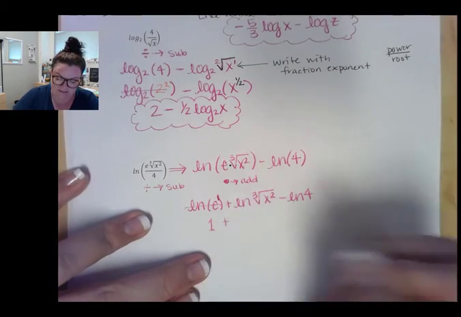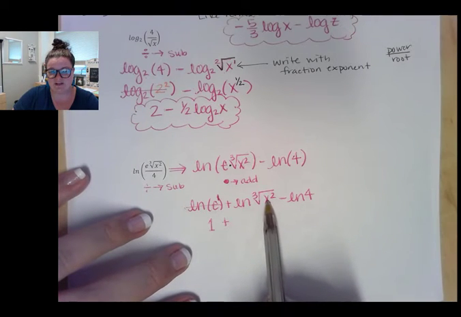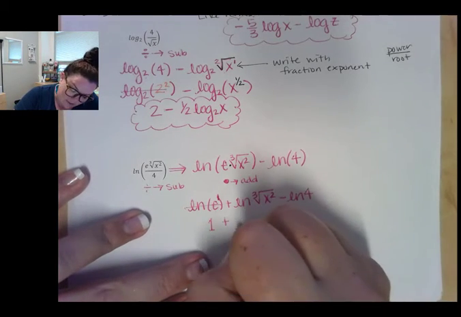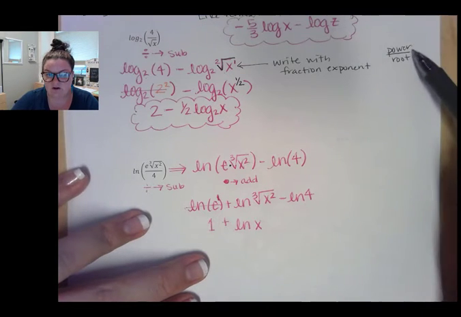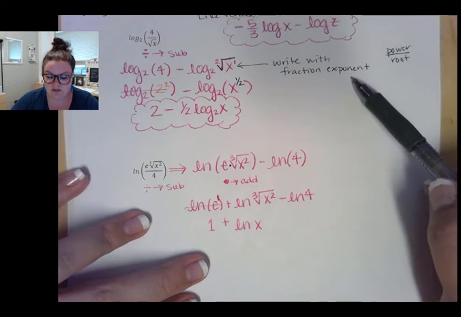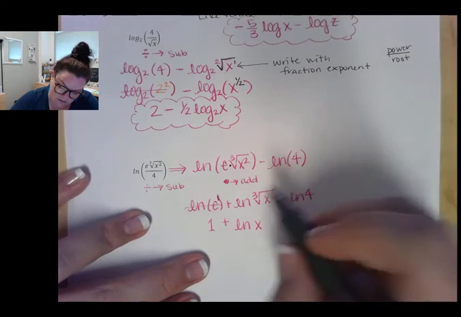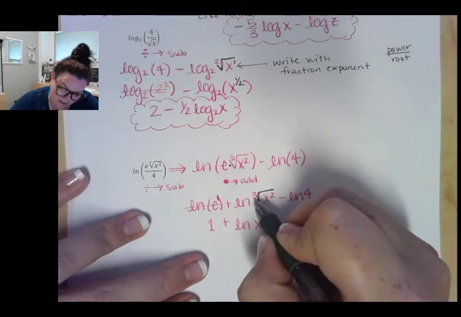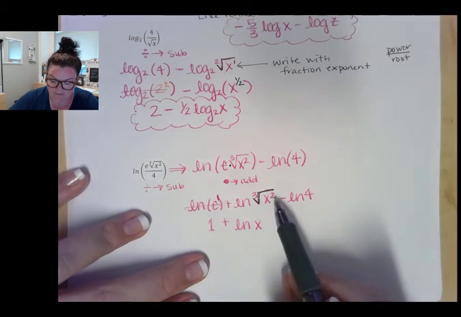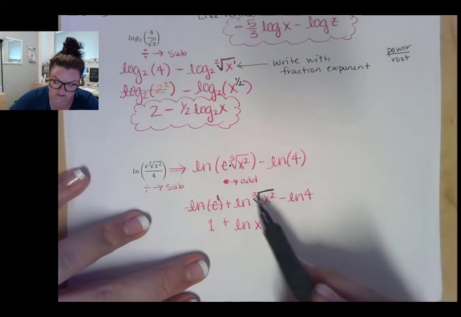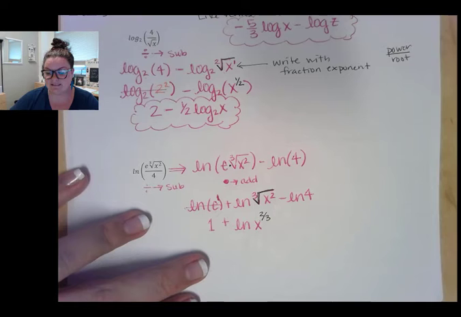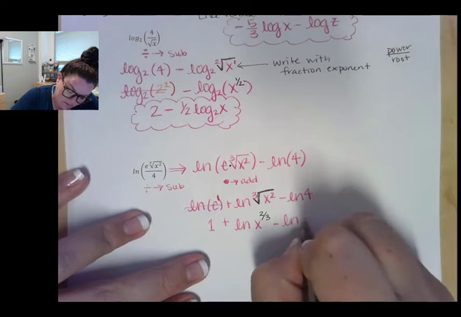Okay, plus, now this one I'm going to have to write with a fraction exponent, right? In other words, I want this as ln of x to some power. And to figure out what our power is, we look up here. Our shortcut is that if we want to write it with a fraction exponent, we use power over root. So looking at our radical here, the power on my x is a 2, and I'm going to write that over the root, which here is a cube root. So I can rewrite this as x to the 2/3 power, okay, minus ln 4.